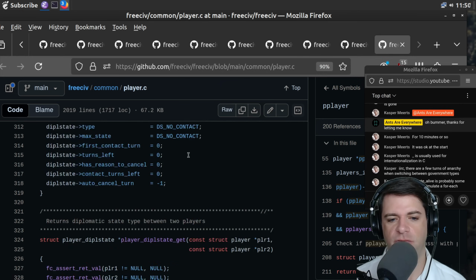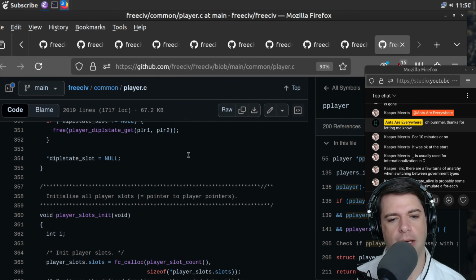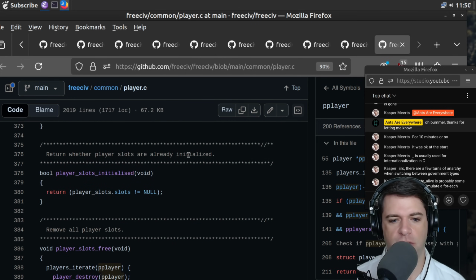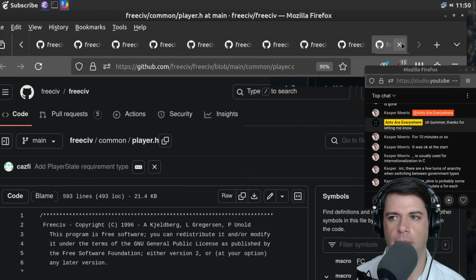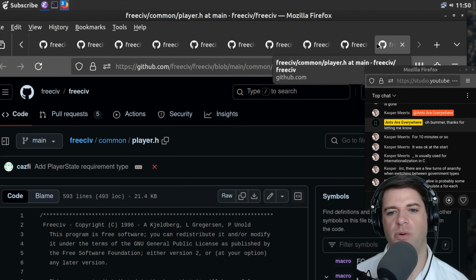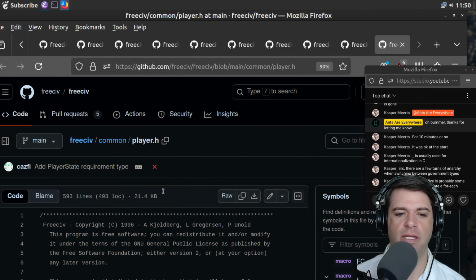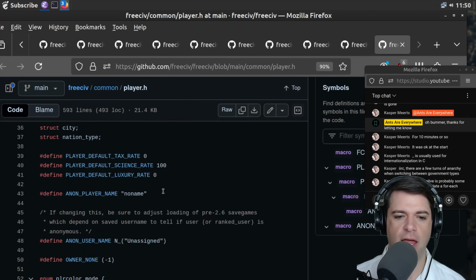And we've got a bunch of diplomatic states. So this is interesting. This is not quite a rule set, but I guess it's the encoding for a lot of the rules around whether players can cooperate with each other or fight against each other and stuff like that. Here's player.h.